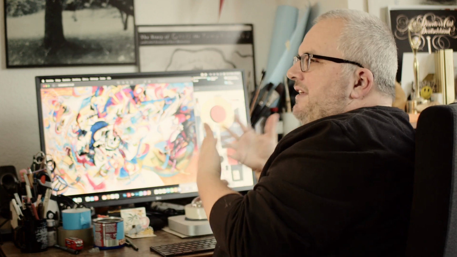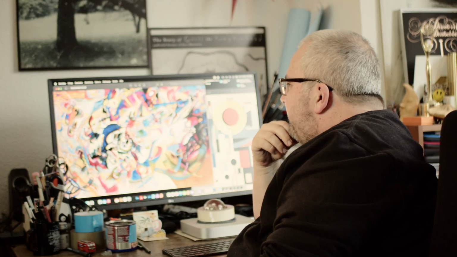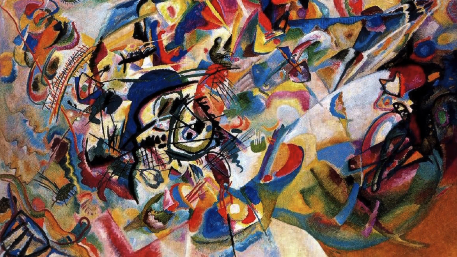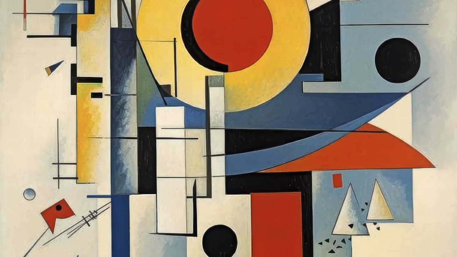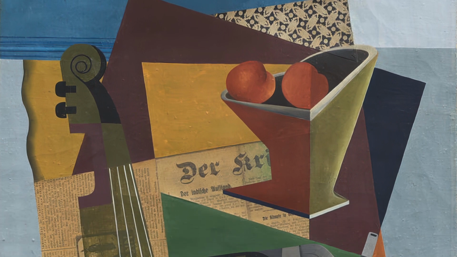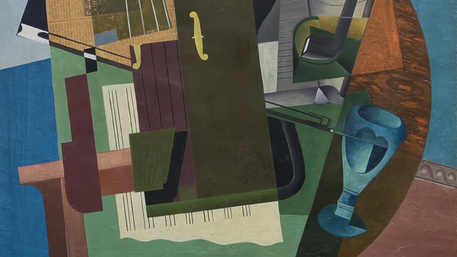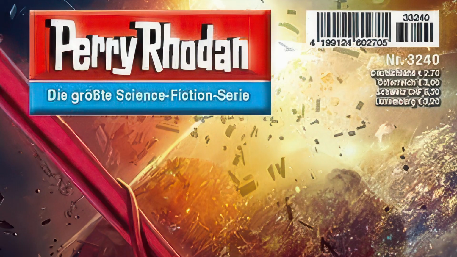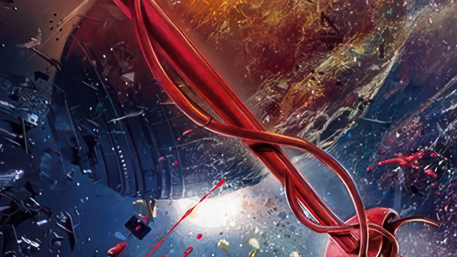What else could it be? It could be completely nonsense. I used very different inspirations. On one hand, for example, famous historic painters such as Kandinsky or Malevich or Braque. I was always fascinated by the effect and the aesthetics of 60s and 70s science fiction comics, or old covers, as we know from Perry Rhodan covers in the 70s.